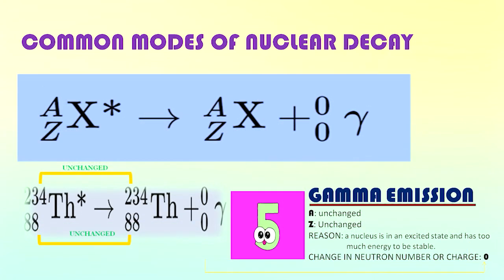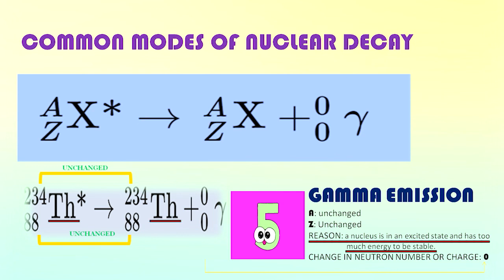Last, gamma emission. Here, both atomic number and atomic mass are unchanged, because this is the only kind of radiation that does not necessarily involve the conversion of one element to another. An example of gamma emission is the excitation of the excited thorium-234 nucleus, which is produced from the alpha decay of uranium-238. And since the emission does not affect both the atomic number and atomic mass, hence the same element is produced.